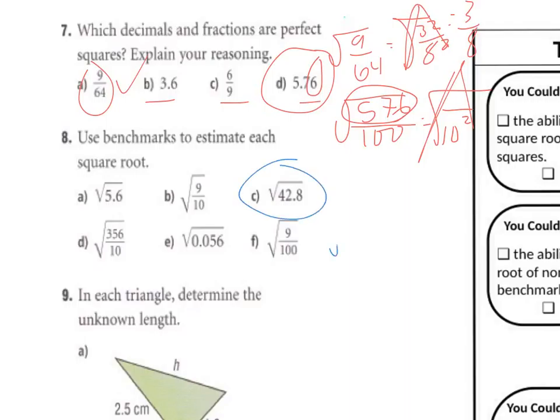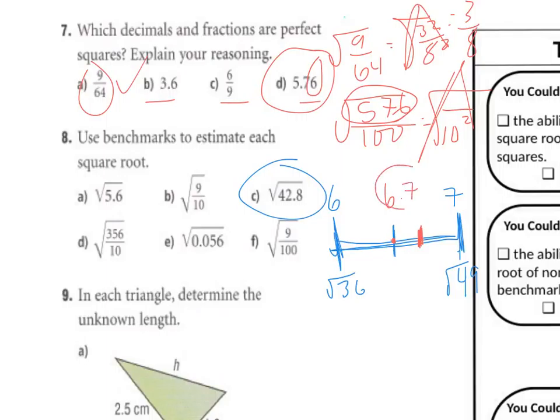So we know that on our number line, the closest perfect square to 42 is 49, which is 7. The one to the left of that would be 6, because 6 times 6 is 36. It's the halfway point. 42.8 is about here, and that's about 6.5, so 6.7. And so the estimate is about 6.7 using benchmarks. So those are your benchmarks.